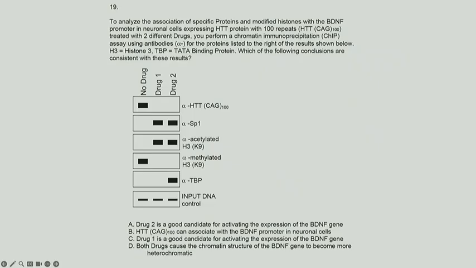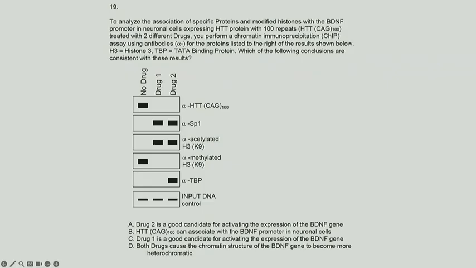So we do that, right? And then this on the side is all the antibodies that we've used. We've used an antibody against the Huntingtin, I keep wanting to say Harringtonin, sorry, that's a drug I work on that's abbreviated the same way. The Huntington gene, and then SP1, acetylated H3 at K9, methylated H3 at K9, and TBP, right?